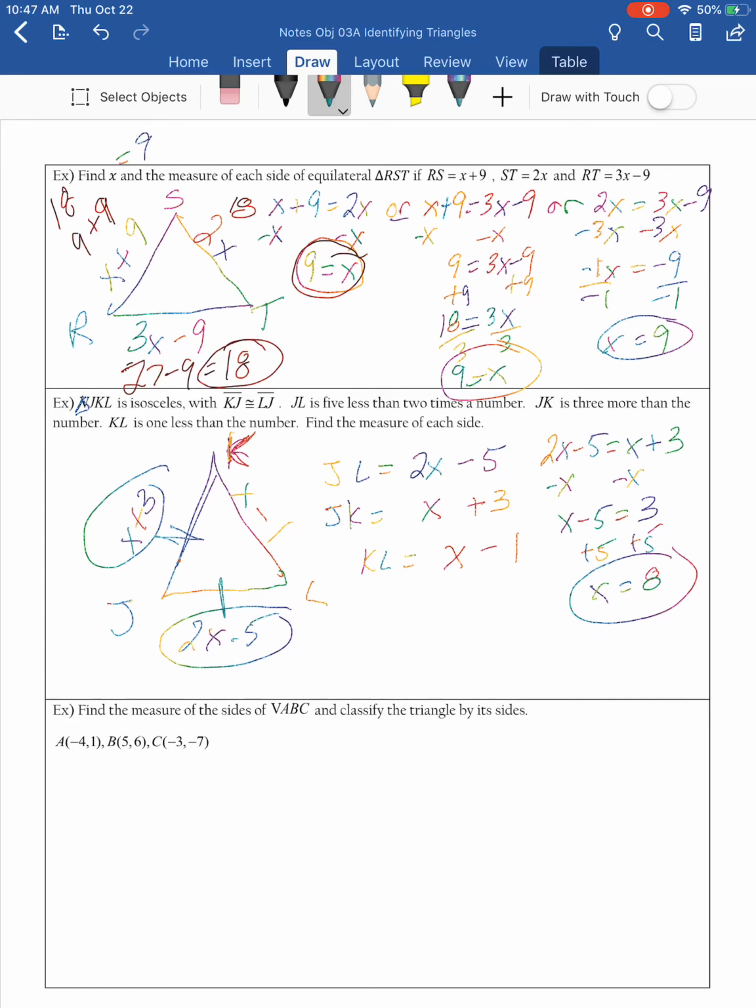Okay. Once I have x is equal to 8, it says find the measure of each side. So I substitute 8 in. So this is going to be 8 plus 3, which is 11. This is going to be 2 times 8 minus 5, which is 16 minus 5, which is 11, which tells me that I know I did this right because those sides should be the same. And my last side is 8 minus 1, which is 7.